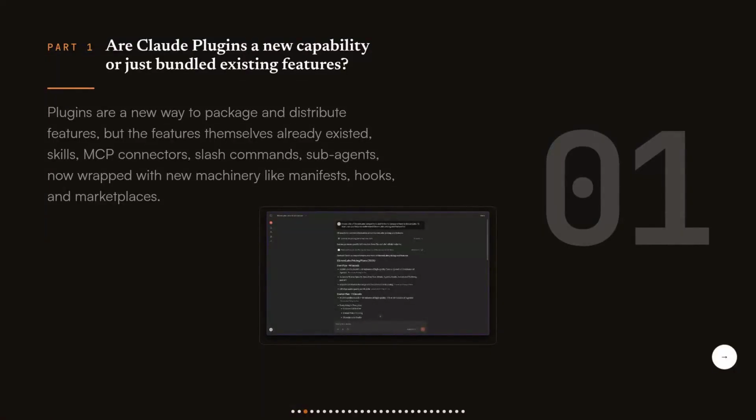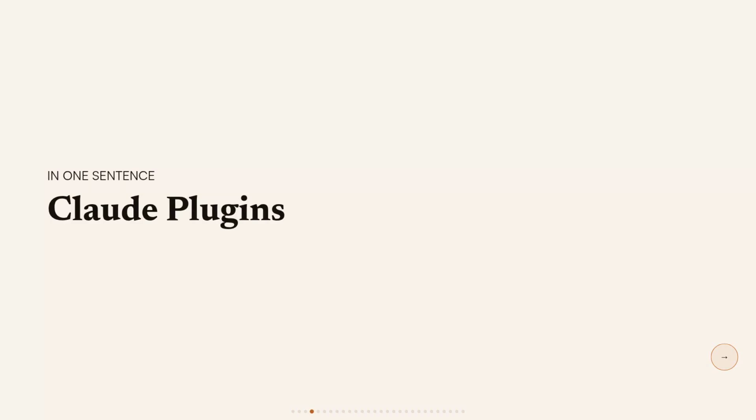Here's the question that trips up most people first. According to official docs and confirmed by community consensus across multiple independent write-ups, plugins are not a new model capability. They're a packaging layer. What's inside a plugin, skills, MCP connectors, /commands, sub-agents, already existed before plugins showed up. What's actually new is the machinery around them, the plugin manifest, hooks, monitors, and marketplaces.